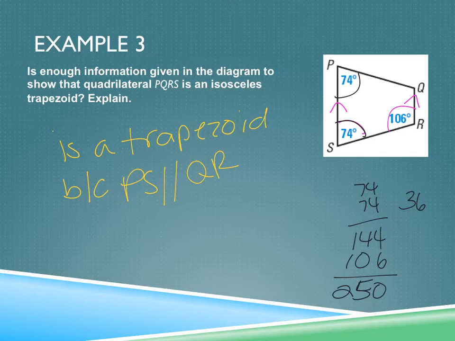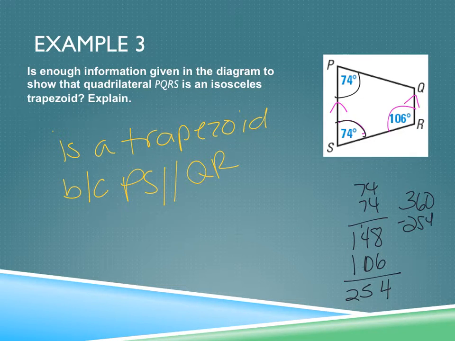Did I add that wrong? 74, that would be an 8. Let's try this again. 148 plus 106, 254, subtract that from 360, and I get 106. So my base angles are congruent, which makes this also isosceles.